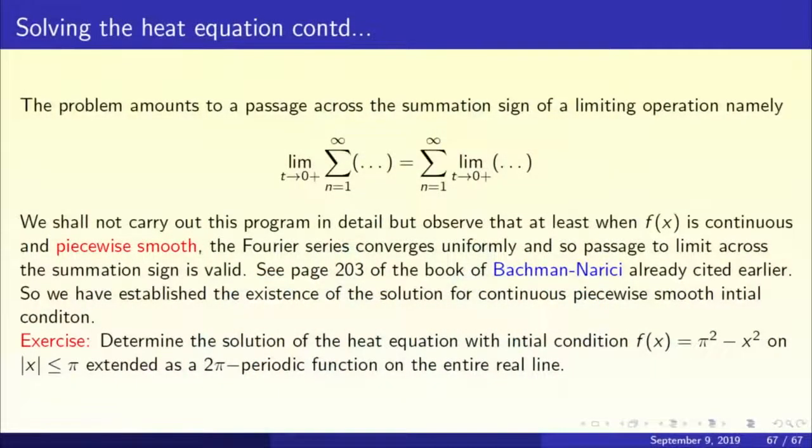Finally, there is an exercise for you to take a specific f of x equal to pi squared minus x squared, extend it as a 2 pi periodic function and carry out this program in this specific case. That completes this particular section on how to use Fourier series to solve specific differential equations. In the accompanying text, you will find more exercises with partial solutions and hints.